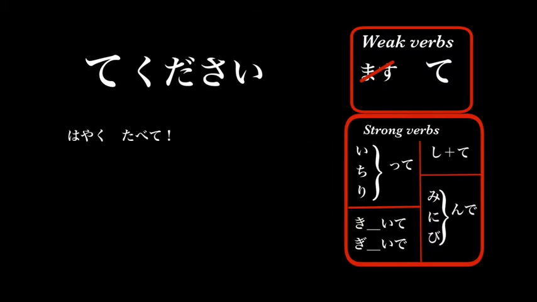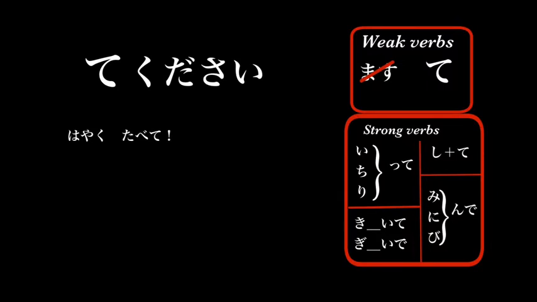Sometimes when we're speaking to friends, or our parents are speaking to us, or somebody in authority is speaking to us, they drop the kudasai and just use the te form to give instructions. The verb to eat, tabemasu, is a weak verb. We remove mas and add te. So you may hear a parent say, hayaku tabete, eat it quickly. Hayaku meaning quickly. Dropping off the please.